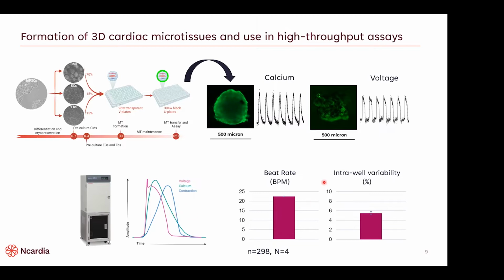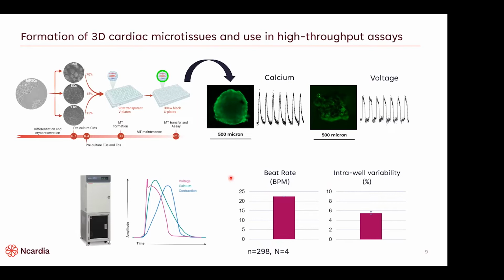Here I just included 2 bar graphs where you can see that the beat rate is very stable, between 20 and 25 beats per minute, for these microtissues. And the interval variability, which in this case is the variability from peak to peak of the calcium transients within one well, is far below 10%, which is our cutoff criterion. This data is coming from 298 different microtissues derived from 4 different experiments. So I just would like to show you that these microtissues are very reproducible and stable.